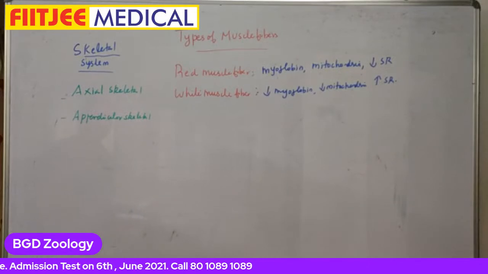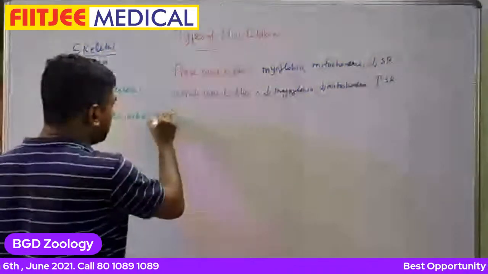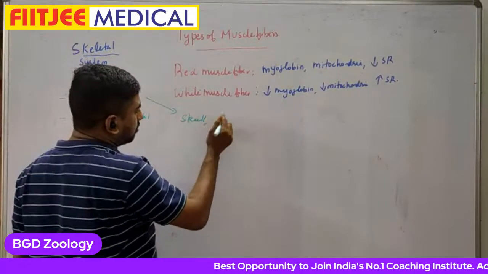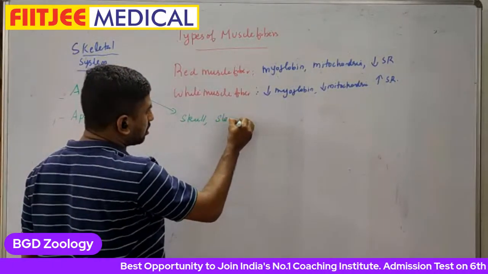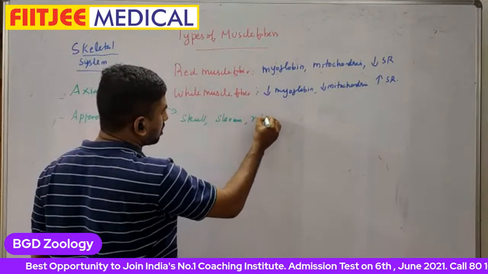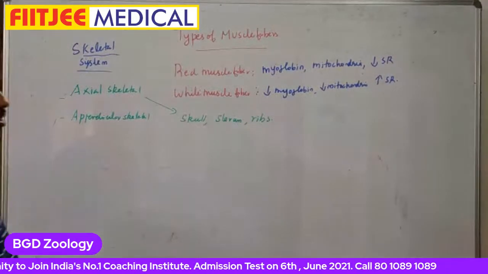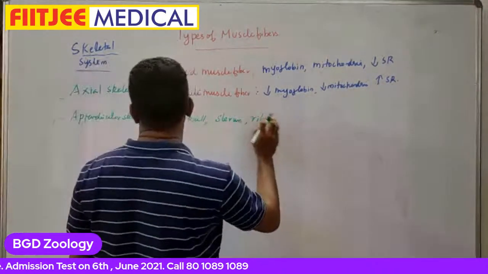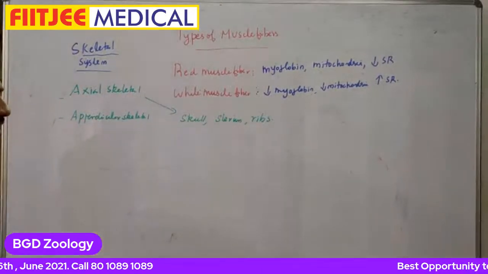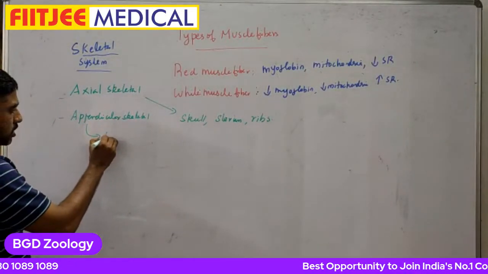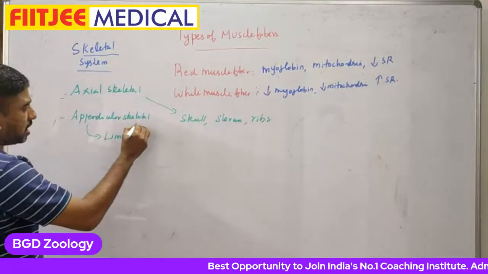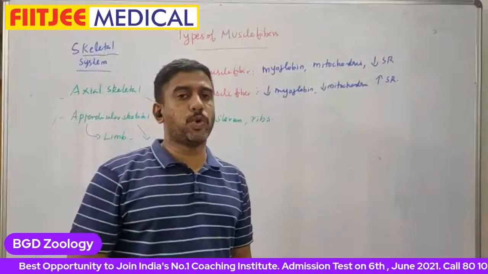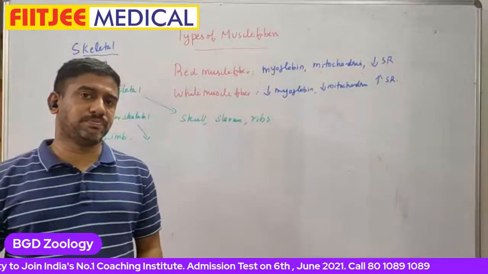So the axial skeletal system includes the skull, the sternum, ribs, and the pelvis; all these parts come under the axial skeleton. The other limb structures contain the appendicular skeleton. Actually, the axial skeleton is supported by the appendicular skeleton.